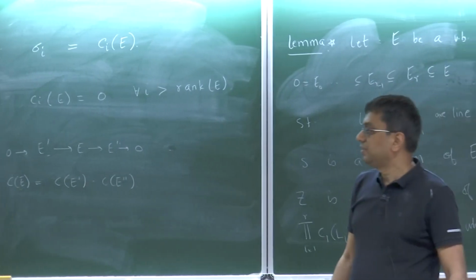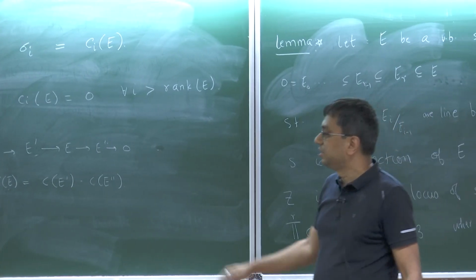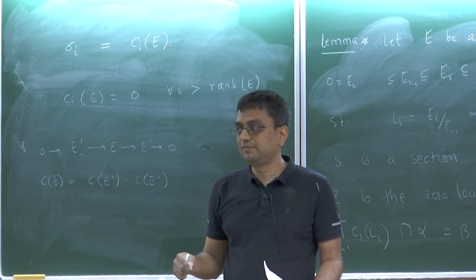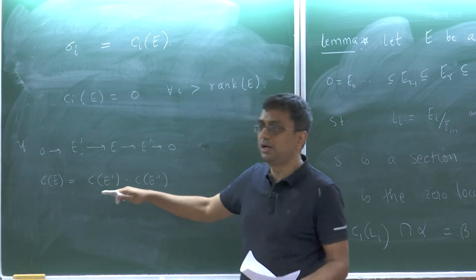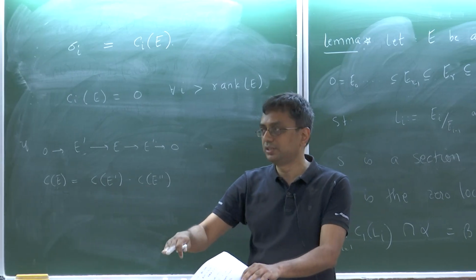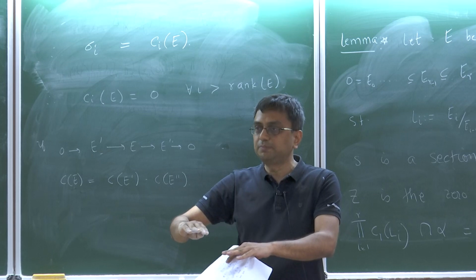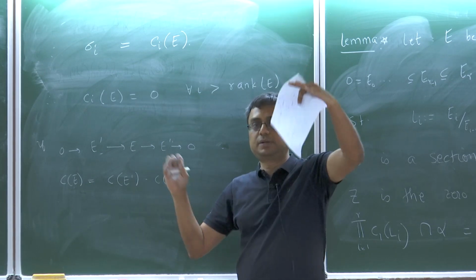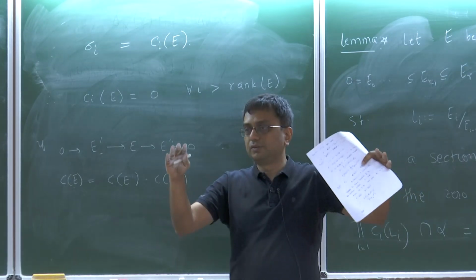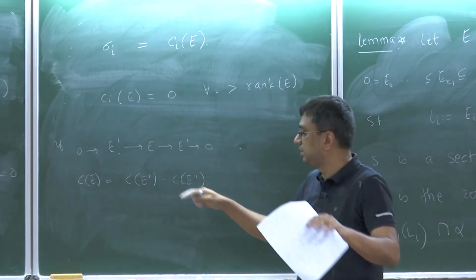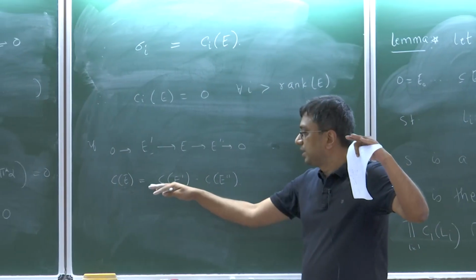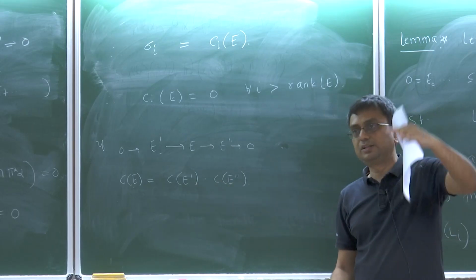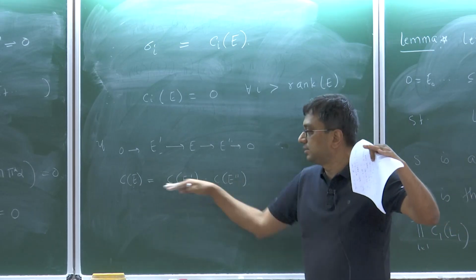I want to say, without loss of generality, we can assume that all these vector bundles have a filtration where successive quotients are line bundles. Why can we assume that? Because we want to check some equality in the Chow group, and by the splitting principle, I can find a space where the pullback of all these vector bundles have a line bundle filtration, and then there, if I prove this equality, it's good enough, because Chern classes behave well with respect to pullbacks.